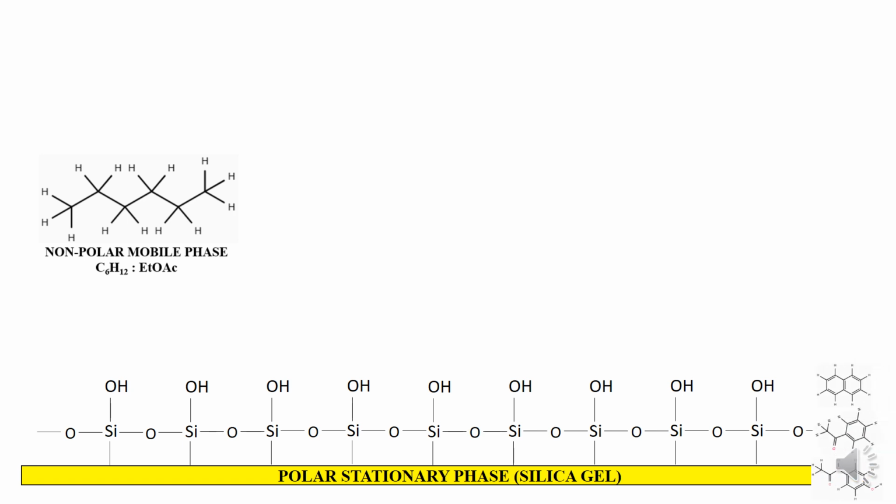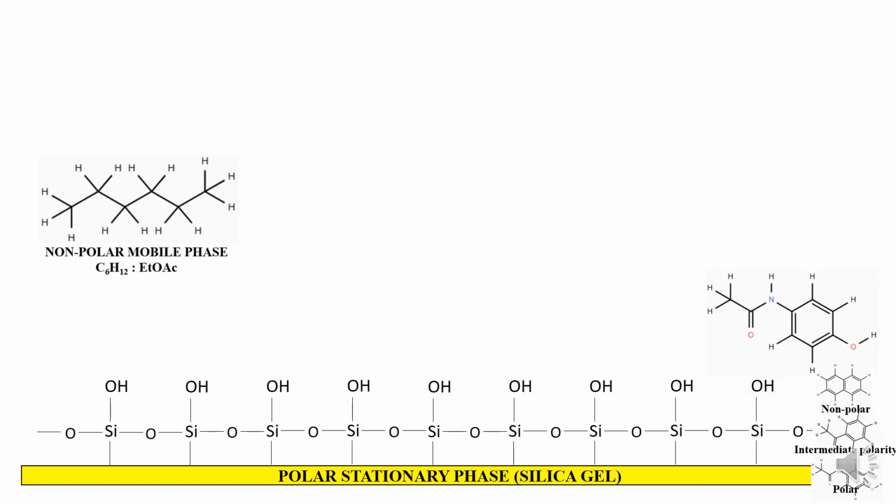So in this particular experimentation, we'll be carrying out separation of three chemicals or three compounds of varying polarity. A polar molecule like paracetamol, a molecule of intermediate polarity like acetophenone, and a completely non-polar molecule like naphthalene.